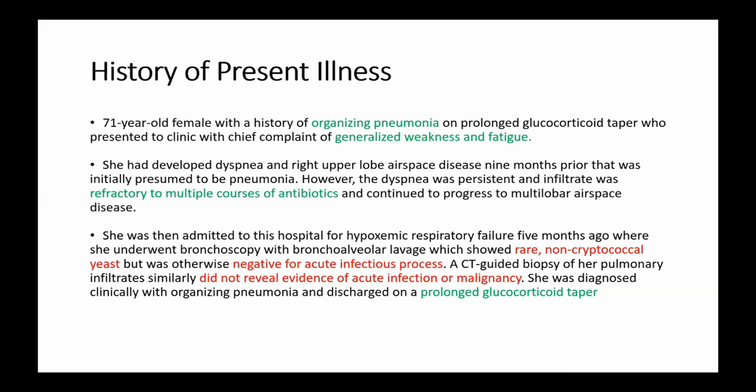Kind of these next points are really going through her diagnosis of organizing pneumonia. As you see, she had an extensive workup, including a BAL, a biopsy, all unremarkable for infections. So my thought process, if the organizing pneumonia is related to this new generalized weakness and fatigue, it's going to be less likely infectious. However, we cannot rule out a direct relationship between the two.